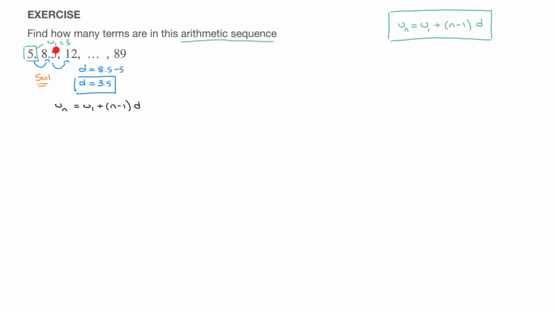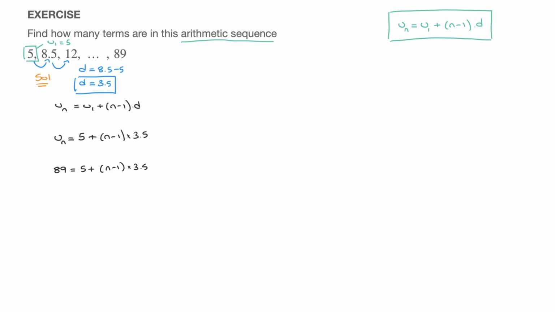Okay, now that we've made a note of the first term as well as the common difference, we can now write the formula for the nth term of this arithmetic sequence. And we can go ahead and state that the nth term is equal to 5, that's the first term, plus n minus 1 times 3.5. And now that that's done, we can figure out which term, or which value of n, leads to the term being equal to 89. All we have to do is replace the left-hand side of this formula by 89, and then we'll solve for n. And so let's see, that would turn into 89 equals 5 plus, in parentheses, n minus 1, times 3.5.